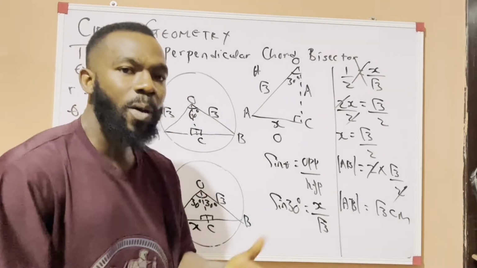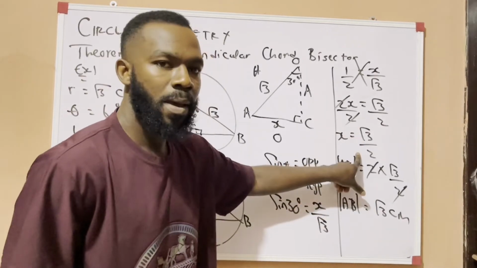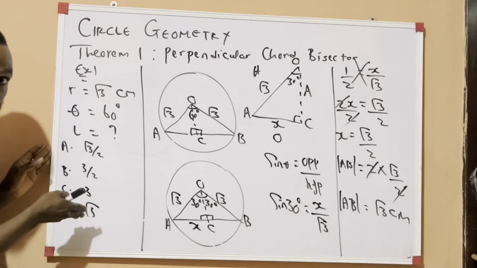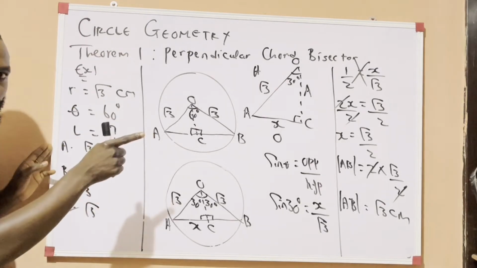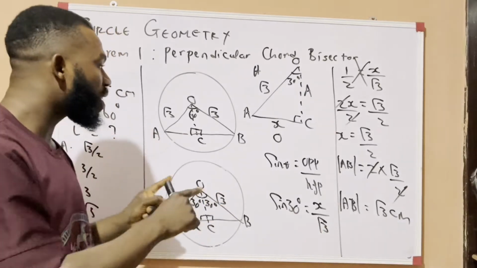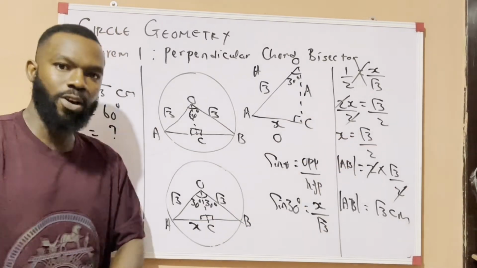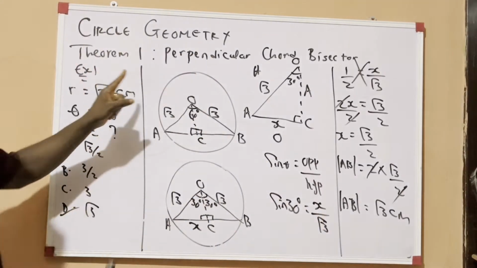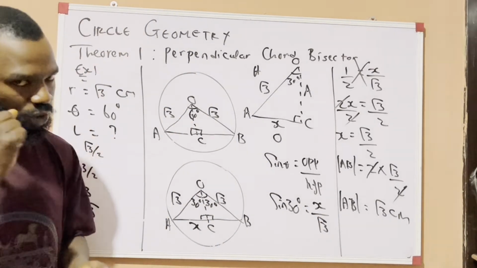Now you see, in some cases, some students will stop here because if they see the options, they have gotten an answer that is in the options. But that is not where you should stop. You were not told to look for a part of the length of the chord. No, we were told to look for the total length of the chord. Now this is the answer we get after applying perpendicular chord bisector, which is theorem 1.